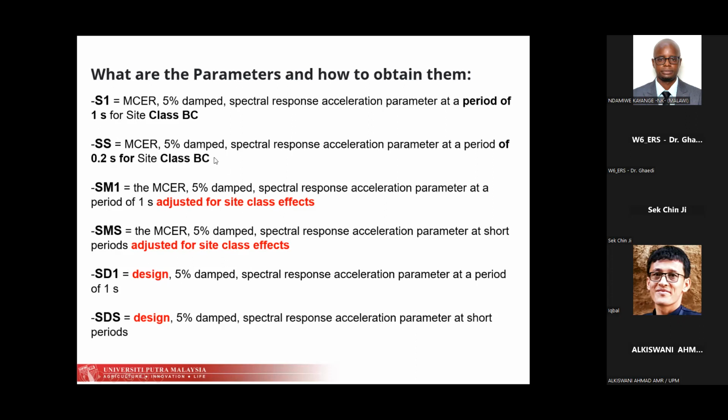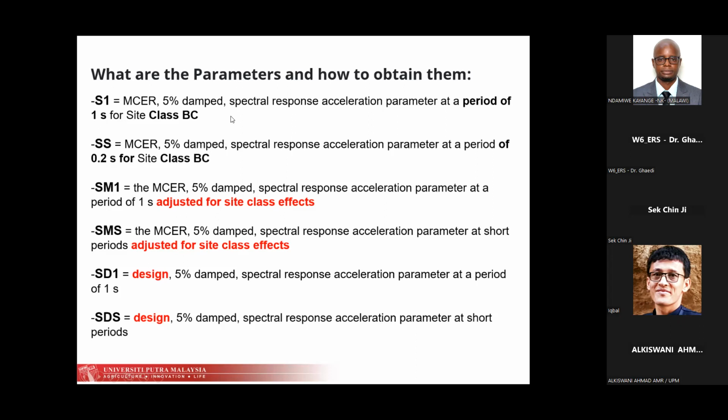So what are S1 and SS? S1 is the spectral response acceleration for the maximum considered earthquake with 5% damping at a period of 1 second for site class BC. And SS is also a spectral response acceleration parameter for the maximum considered earthquake for 5% damping at a period of 0.2 seconds for site class BC.